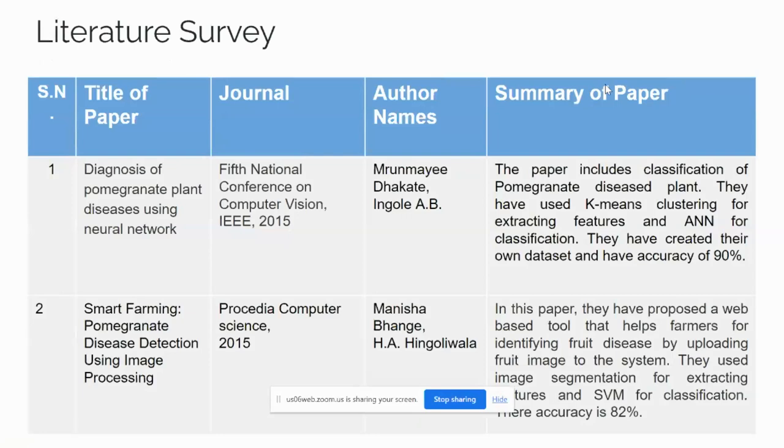The first paper is diagnosis of pomegranate plant diseases using neural network. In this project, they have used... skip this literature survey. Come to the next slide. Yes.